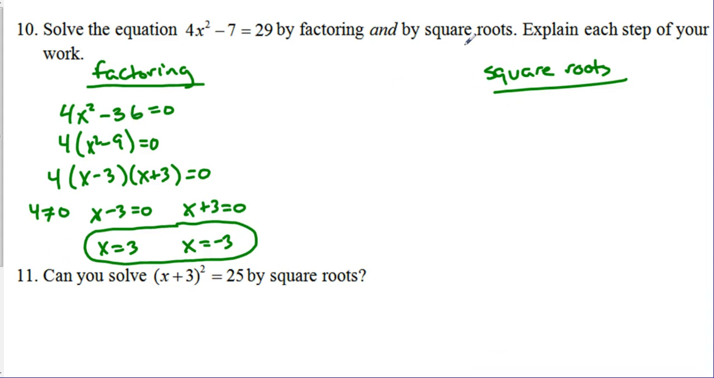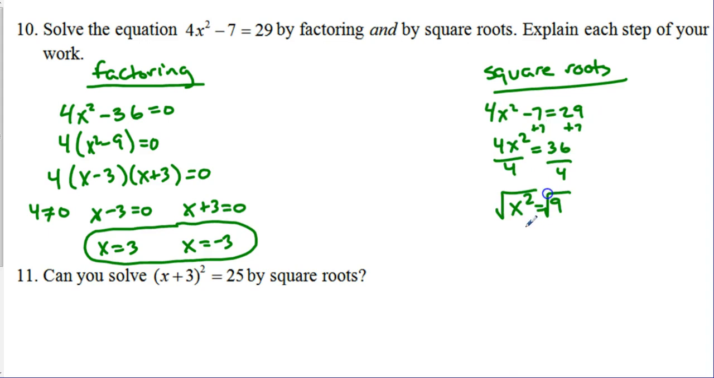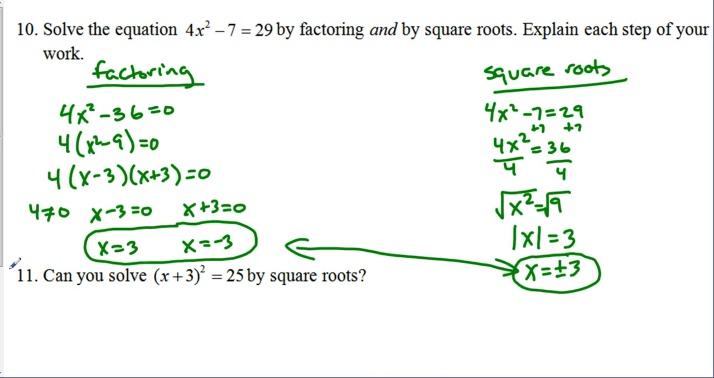Now let's work it out by square roots. Now for square roots, we do not want a 0 on the right side. In fact, we want to get x squared by itself, so we're going to get rid of this negative 7 first. So do as much as you can with that, and then play the recording for some feedback. So x is equal to plus or minus 3. Well, because they were the same equation. Hope they're the same, right?